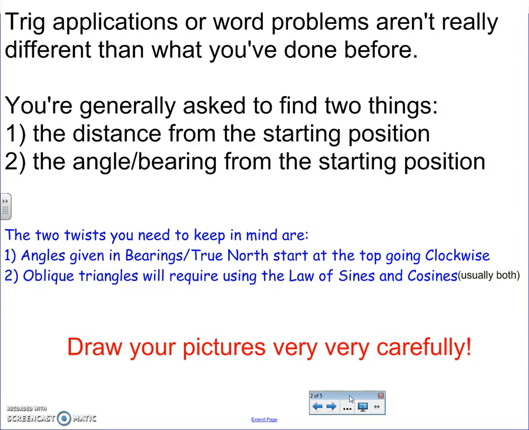The two twists you need to keep in mind are, one, angles and bearings. Remember, start from the very top and go clockwise. Remember, true north. So 0 degrees on top and 90 degrees on the right side instead of the normal unit circle. Then second, oblique triangles require using the law of sines and cosines. Usually it's going to be both. All right, make sure you draw your pictures very, very carefully.